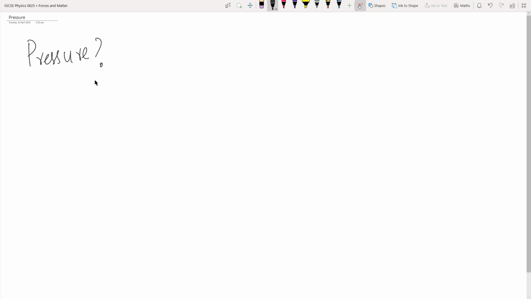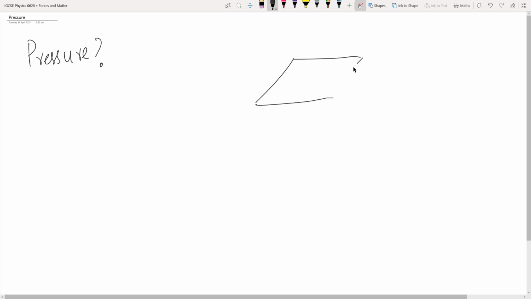What is pressure? Pressure is when we say that something is being applied on a certain area. Let's just say we have a certain area and we apply a certain force, and that force is acting on a certain area, so that effect of the force will be distributed across this area.